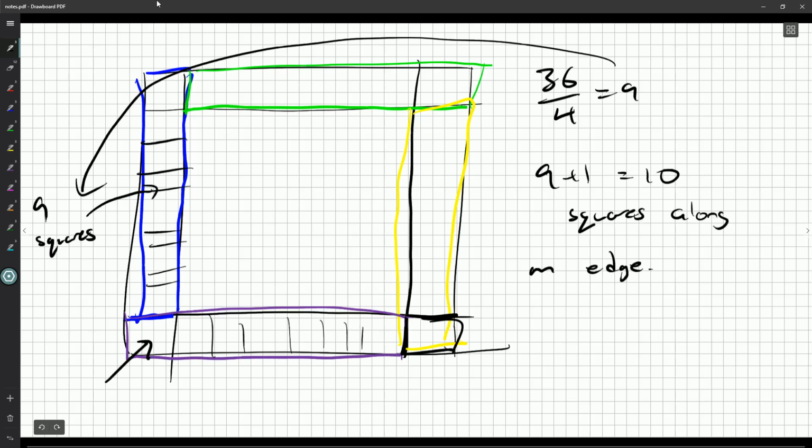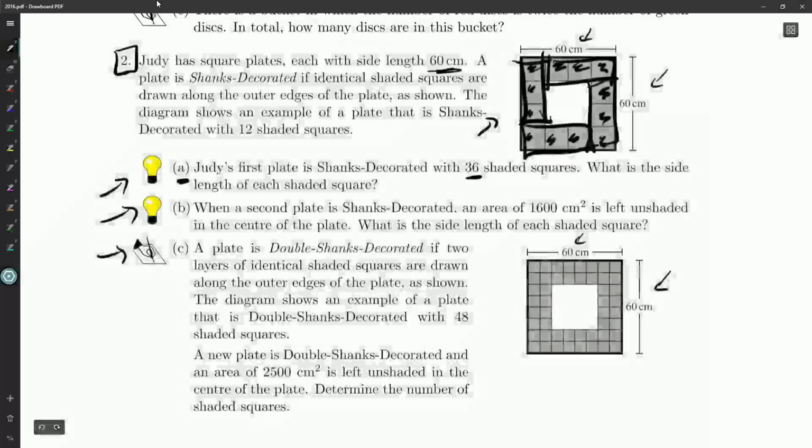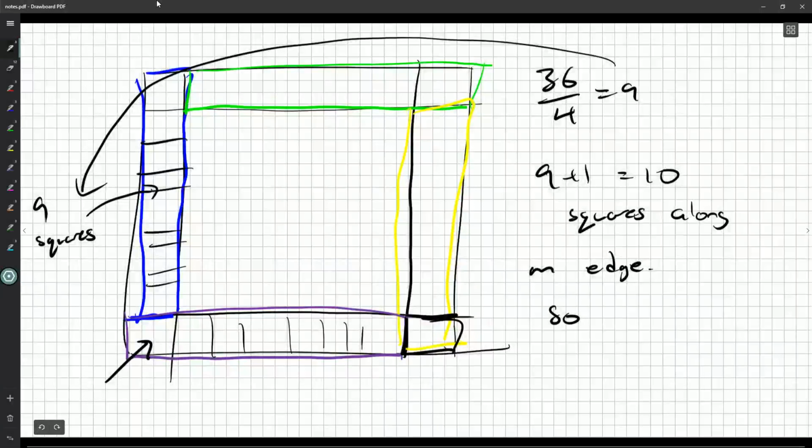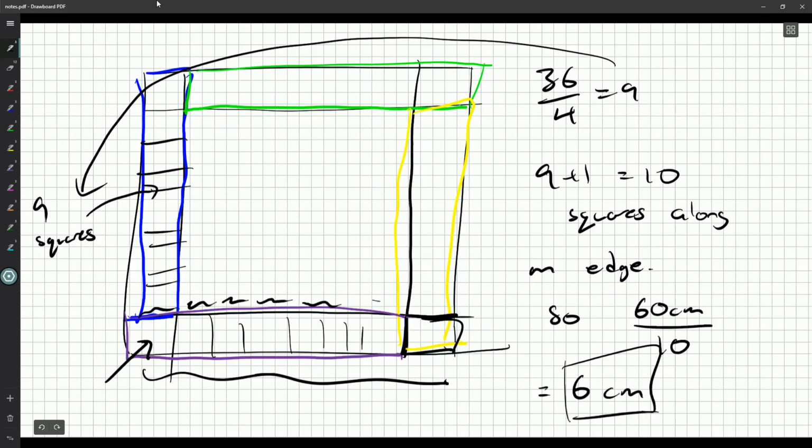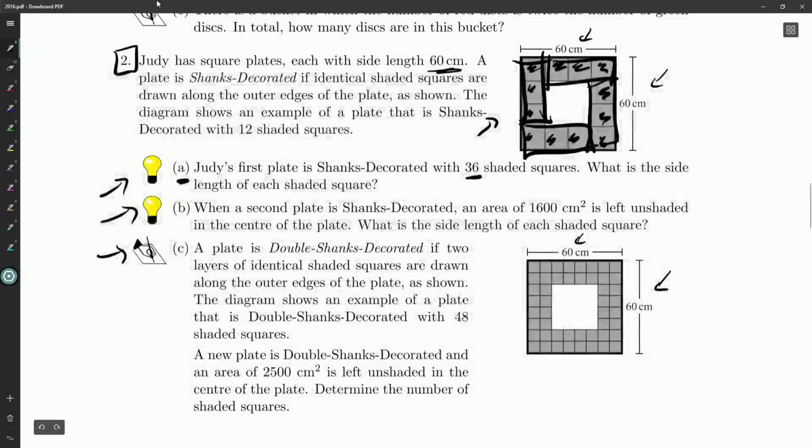And we're told that all of Judy's plates are 60 centimeter by 60 centimeter. So what did we want? Did we want the area or just the side length? Side length of each shaded square. So 60 centimeters. The total distance, because all these squares here are identical, we just divide that by the number of squares. It's going to be 6 centimeters for each of these smaller squares. And it's a light bulb question, so if we're confident in our answer, we can just leave the 6 centimeters as is.